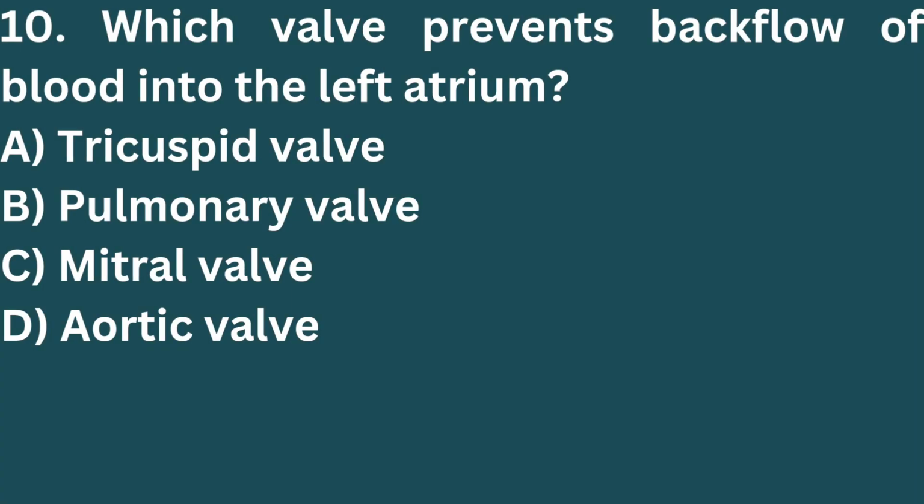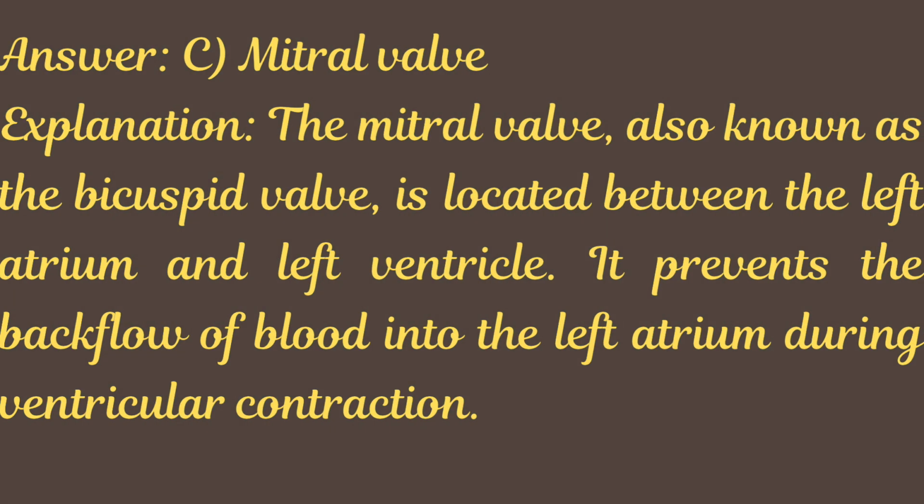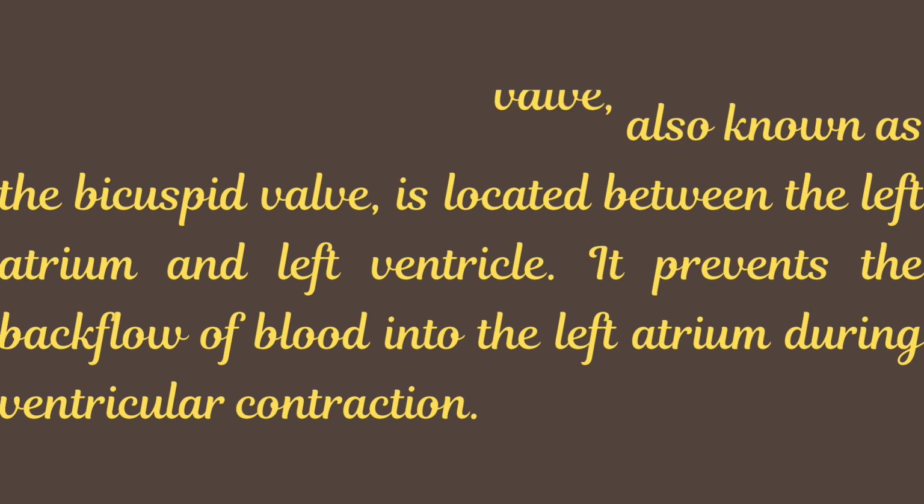10. Which valve prevents backflow of blood into the left atrium? A. Tricuspid valve. B. Pulmonary valve. C. Mitral valve. D. Aortic valve. Answer: C. Mitral valve. Explanation: the mitral valve, also known as the bicuspid valve, is located between the left atrium and left ventricle. It prevents the backflow of blood into the left atrium during ventricular contraction.